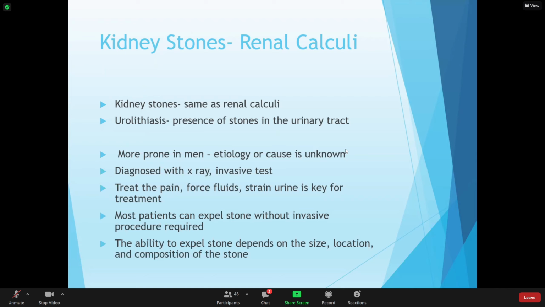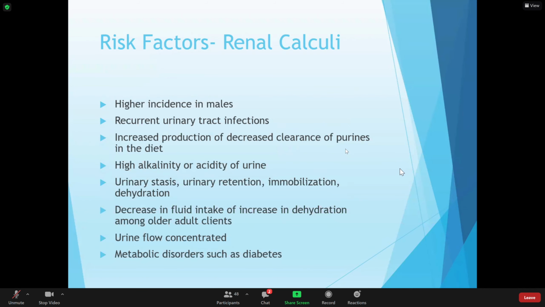And when that stone is passing and moving, the patient many times has pretty significant pain until they fully pass that stone out. Most of the time, people can expel the stone, but again, it depends on the size and location and composition, how big it is. And I'll show you some pictures here of what some kidney stones look like.